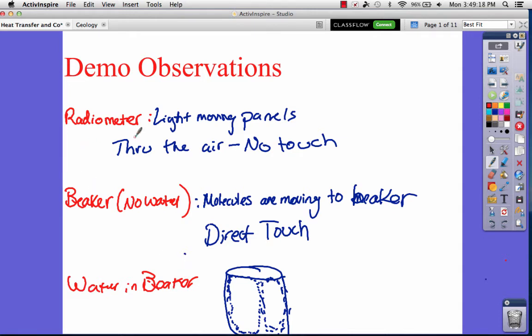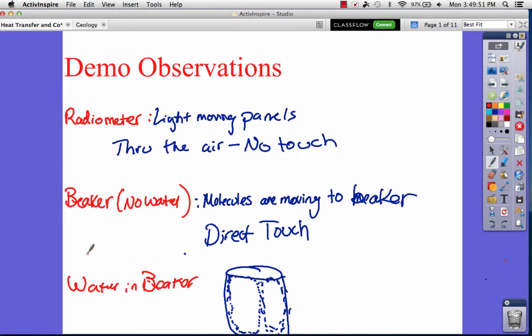And what happened when we shine the light on the radiometer was that it would start to move the panels. But what I asked you to observe is not only what was happening, but also how the heat from our source was getting to the object. The heat source in the radiometer was a flashlight, and we wanted to observe how the heat was getting from the flashlight to the radiometer. And we said there that it was traveling through the air, that there was no touching. And we'll get back to that here in a little bit.